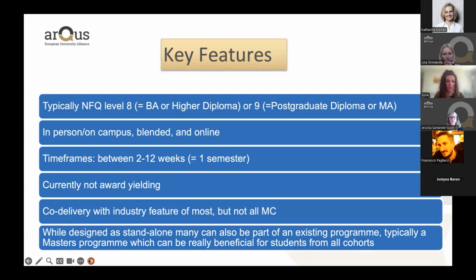So the key features that we have for the ones in Maynooth. The typical level is either level 8, so that's kind of Bachelor of Arts or higher diploma, or level 9 at the postgraduate diploma. So it can be either or. The delivery really varies. So I talked to different departments about how they are delivering their micro-credentials.